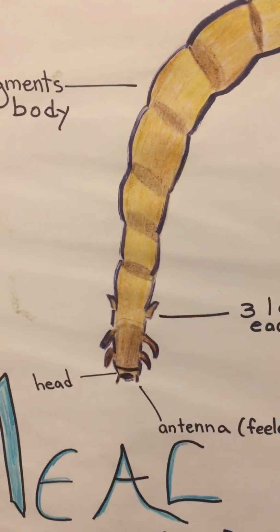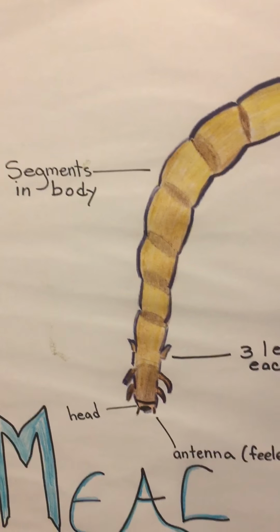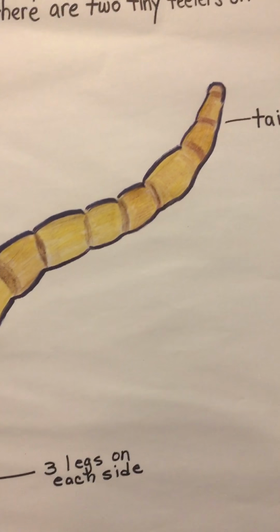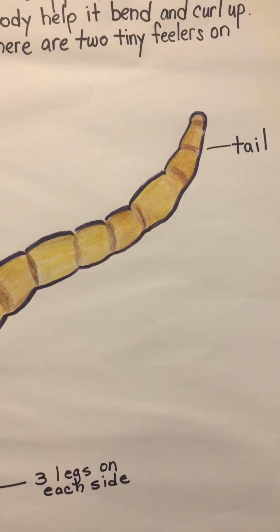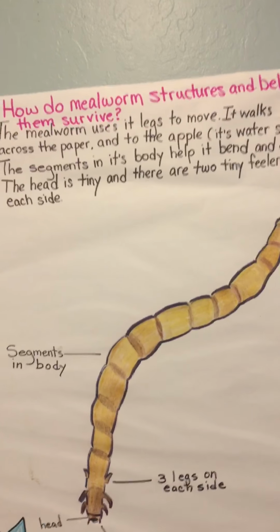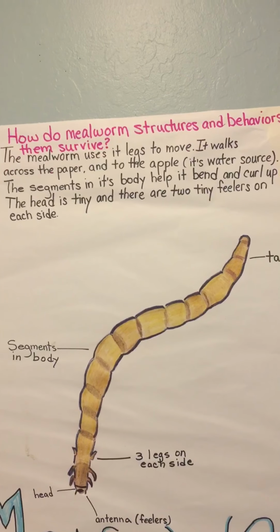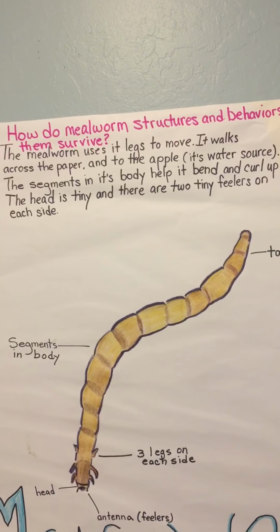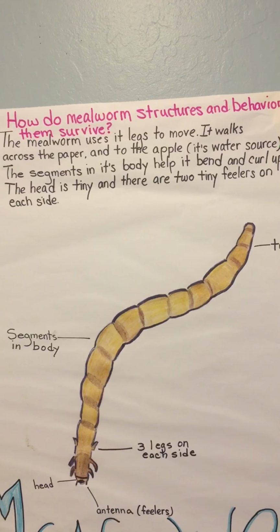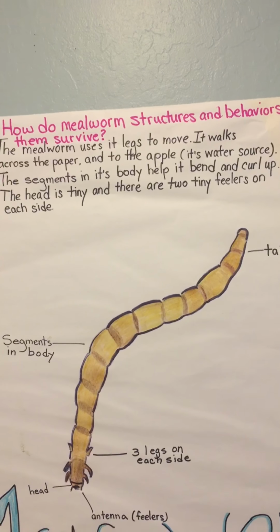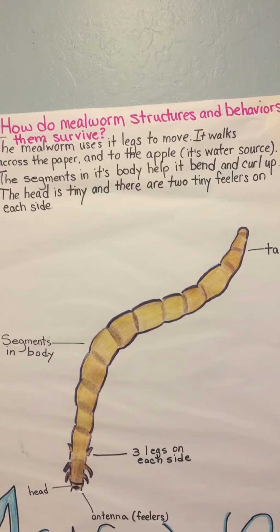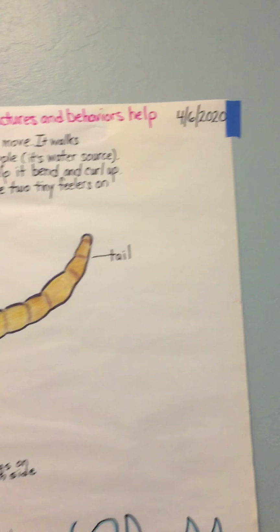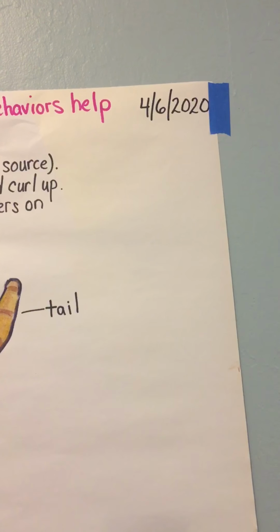Did you label its head, segments in the body, where the legs were, that there were some antennae or feelers, and that you maybe saw a tail? There may be some things that you couldn't draw in a picture, and so you wrote that out in sentences, such as the mealworm uses its legs to move. It walks across the paper into the apple, its water source. The segments in its body help it bend and curl up. The head is tiny, and there are two tiny feelers on each side. Your science notebook page should look similar, and don't forget you should have included a date.